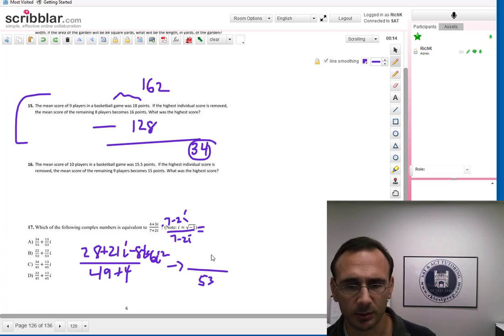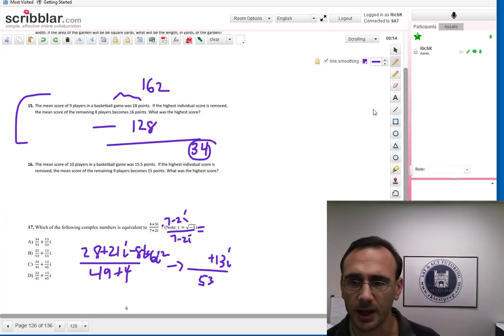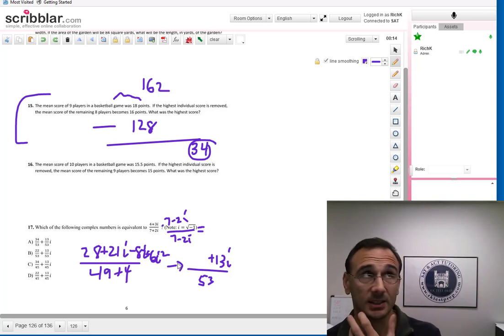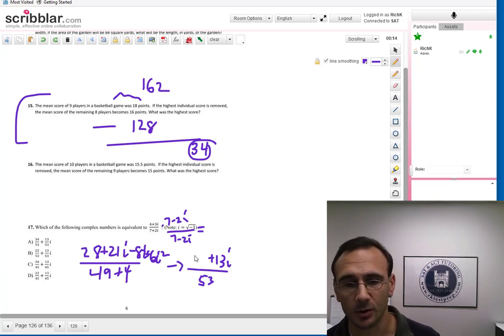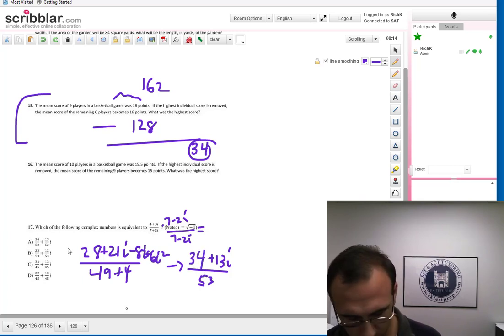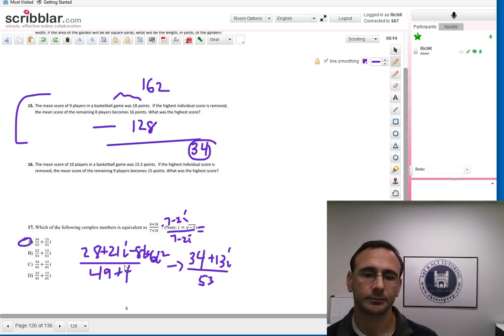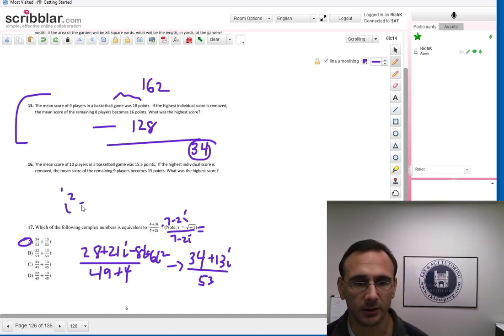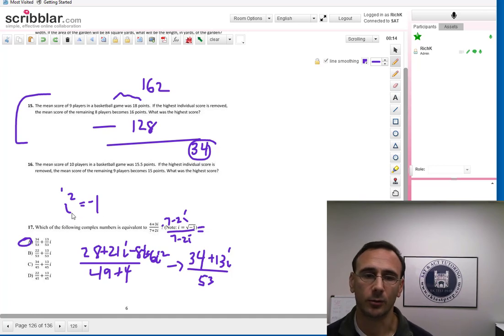The top is going to be plus 13i, and then 28 minus 6i squared is the same as 28 minus 6 times -1, or 28 plus 6, or 34. So that's what I'd say. So again, we always sub in i squared. We sub in for that with a -1.